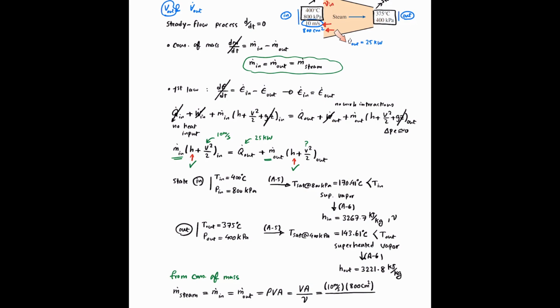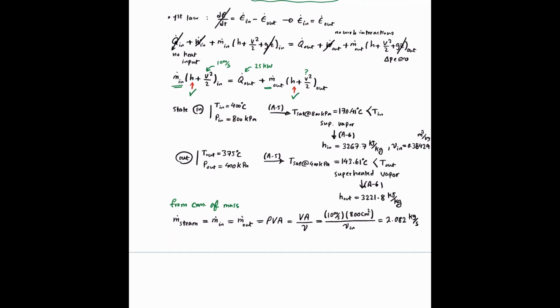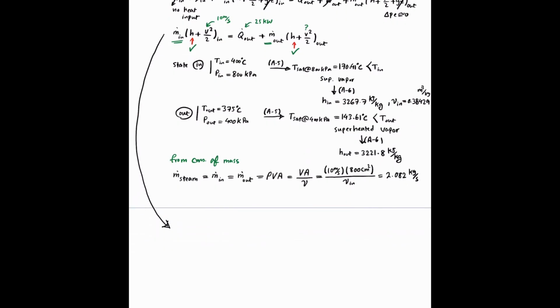So from table A6, I'm going to read the number for specific volume. It is going to be equal to 0.38429 meter cubed per kilogram. So I'm going to plug in this number here and solve for mass flow rate. It is going to be equal to 2.082 kilogram per second. So now that I know all the terms, I will put all the terms into the first law of thermodynamics and solve for the only unknown, which is V out.